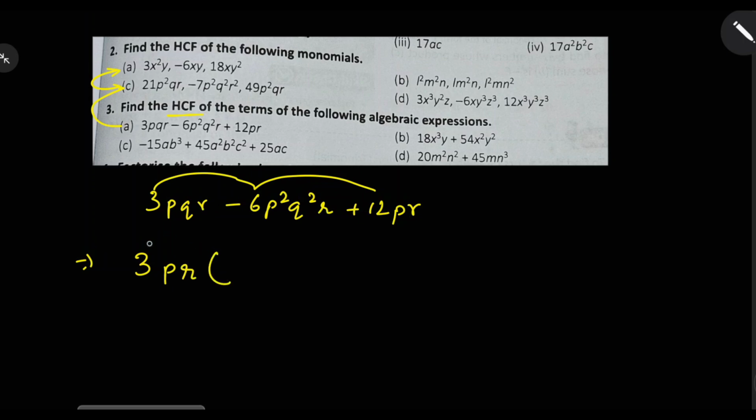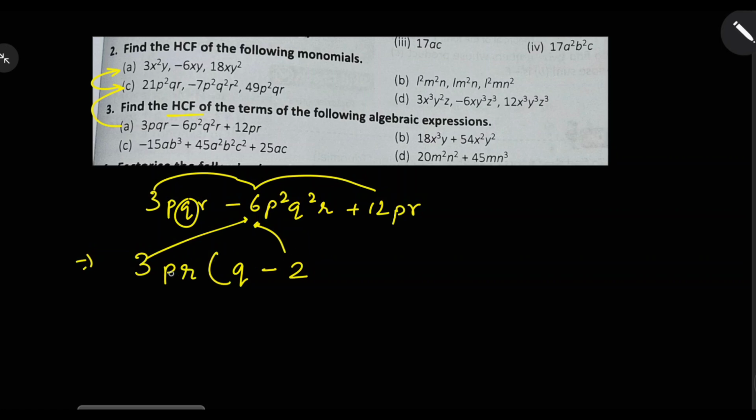So what are we left with here? 3pr is the outcome taken out from there. What are we left with? Q. So Q should be here, minus should be here. Here 3 twos are 6. So 2 will be here, because when this bracket is going to open, when we multiply this 3 to 2, we will again get the 6 here. That's why here should be the 2.